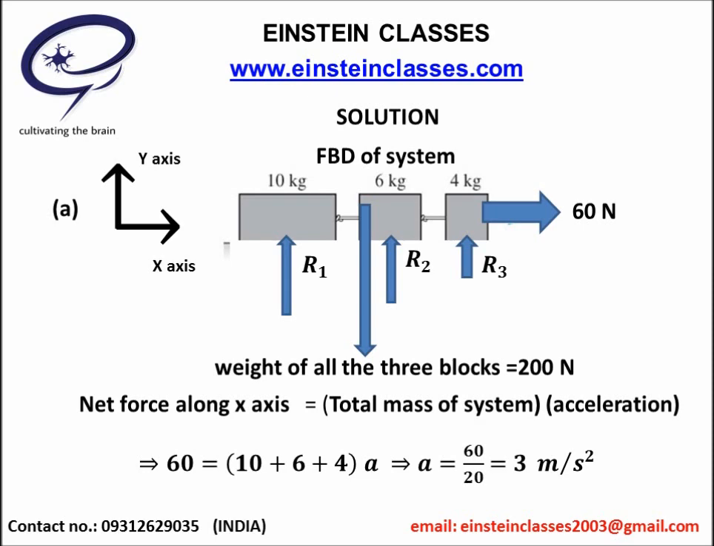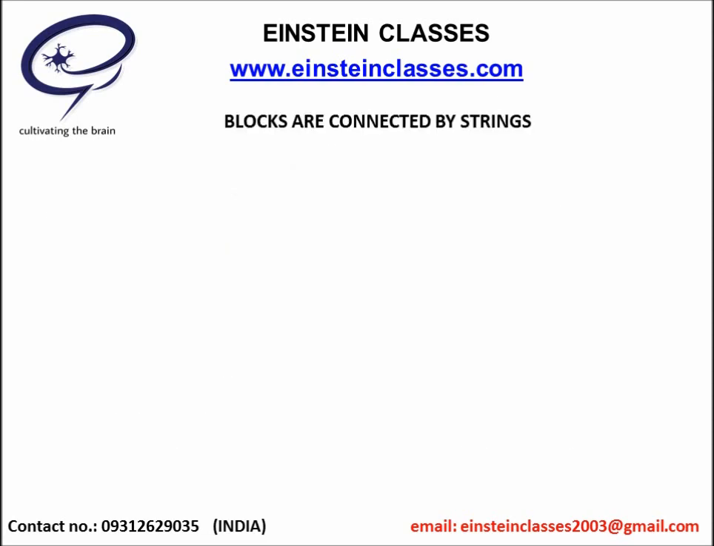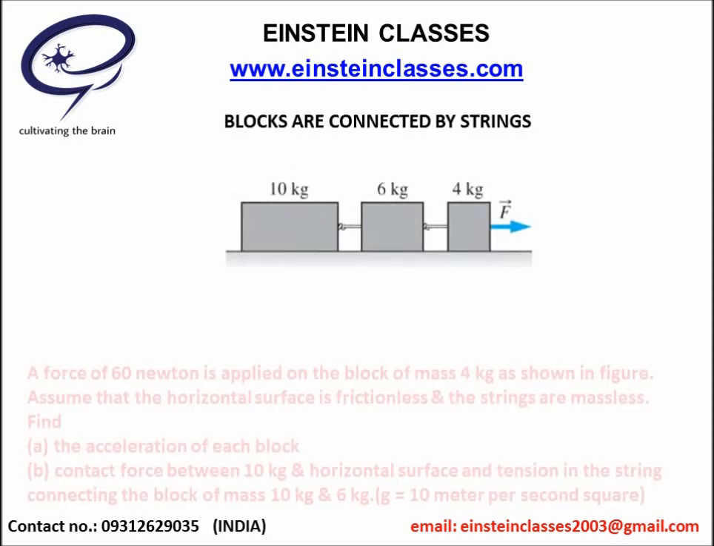What is the net force along the x-axis? It's 60 Newton, hence this net force equals the product of total mass and acceleration of the body. From this get the acceleration of the body.